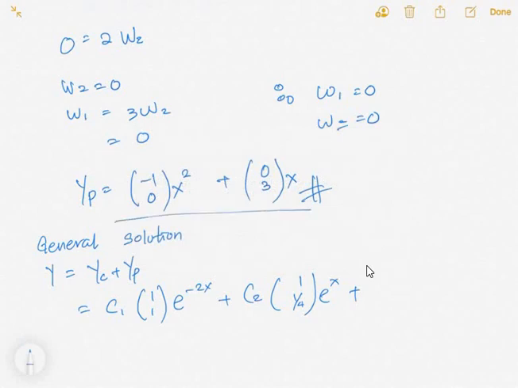Okay, yp, so this one. Since there's a 0, let's simplify. You can have negative x squared plus 0, so you get negative x squared, and 0 plus 3x, so you get 3x here. So you have negative x squared and 3x. Alright, so this is the general solution for the non-homogeneous, in which y is equal to yc plus yp. Hope you can understand, and thank you for watching.